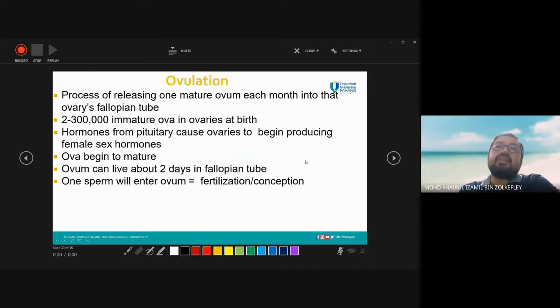Okay. So ovulation is a process of releasing one mature ovum each month into that ovary's fallopian tube. Okay, 2 to 300,000 immature ova in ovaries at birth. Okay, but about 400 je lah yang akan diriliskan mature. Hormones from pituitary causes ovaries to begin producing female sex hormones. Ovum begins to mature. Ovum can live about 2 days in fallopian tube. One sperm will enter the ovum and fertilization and conception pun occurred.